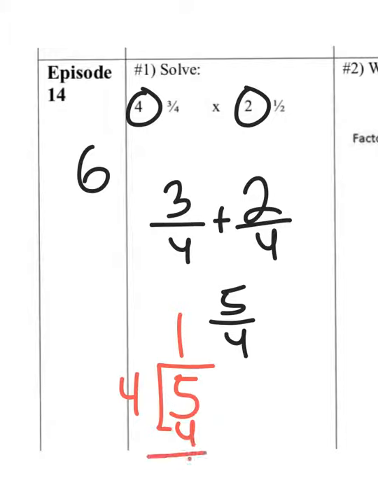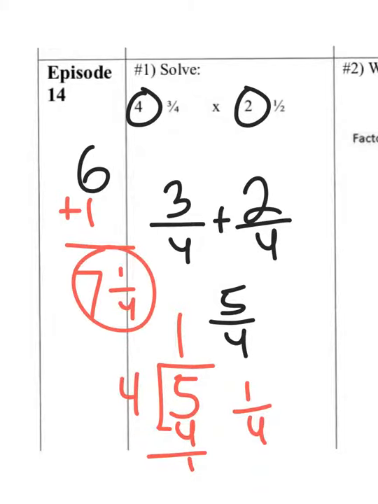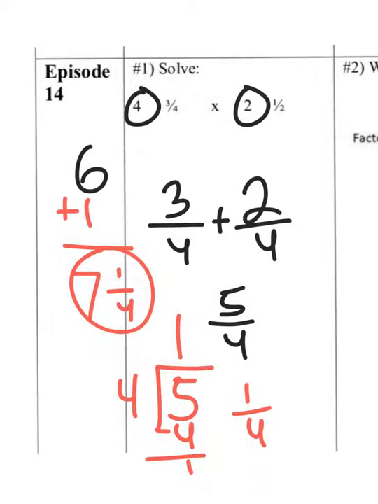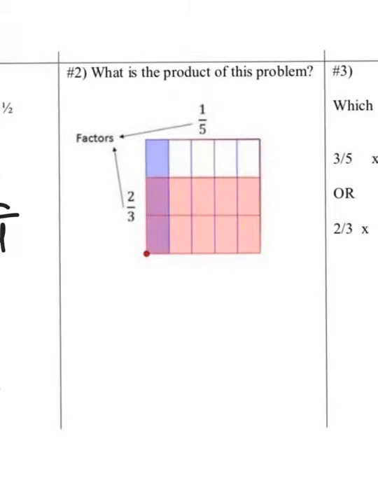And then we'll have 1 out of 4 left. So the 6 plus the 1 that we got from there will give us 7. And then, of course, the 1/4 is left. 7 and 1/4. For number 2, it says, what is the product of this problem?